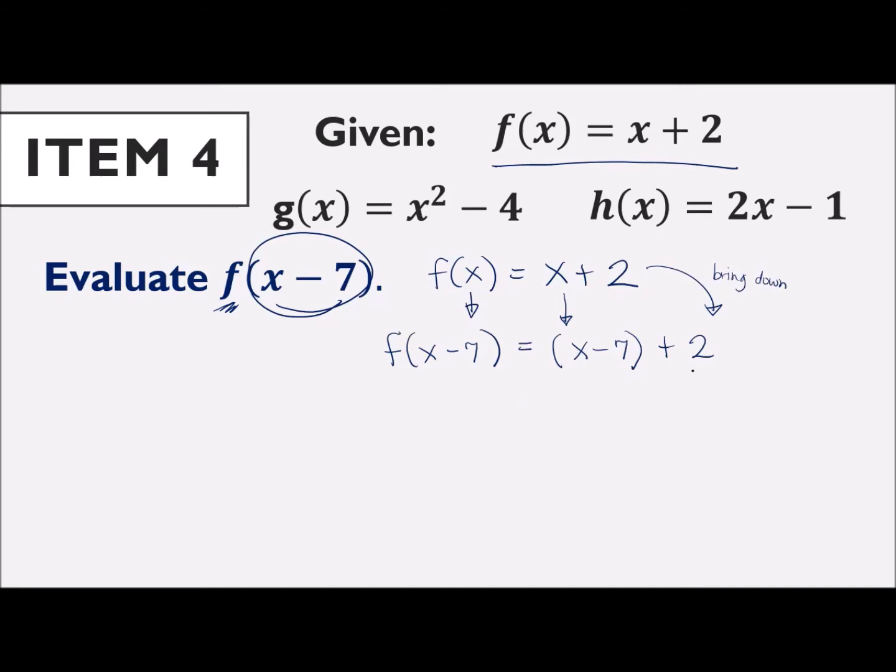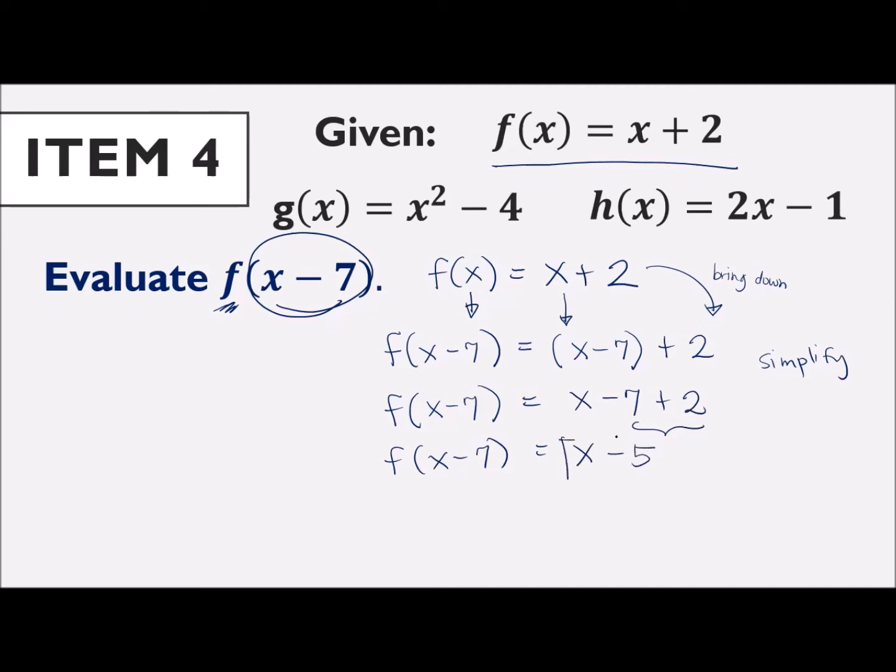Okay? And then, simplify. So, f of x minus 7. So, ito magiging x minus 7 plus 2. And then, wala namang kapareha si x. So, bring down the negative 7 plus 2. The answer there is negative 5. So, ang final answer natin is x minus 5.